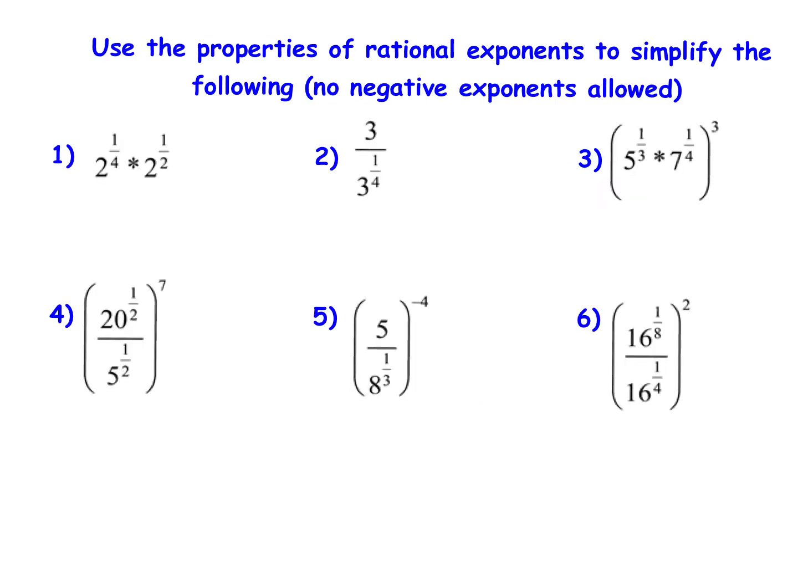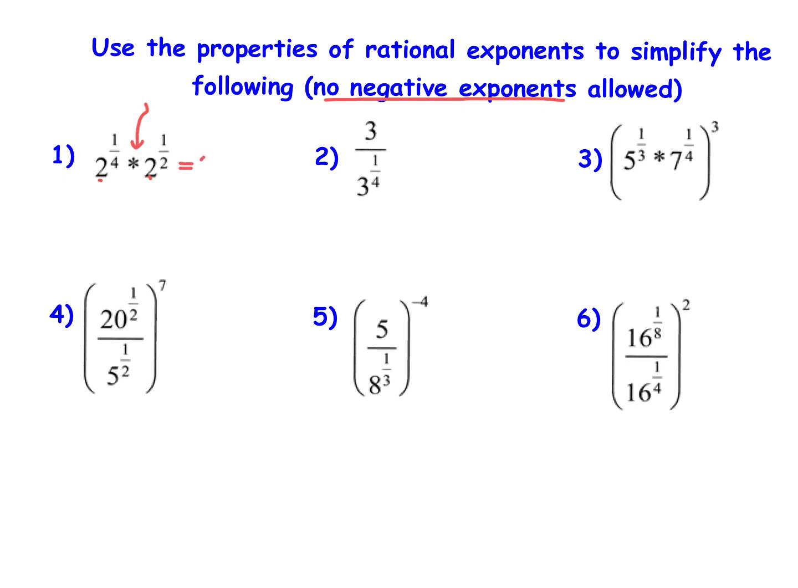So here we're going to use the properties of rational exponents to simplify the following. And our goal is to have no negative exponents at the very end of the problem. So let's start with this first example. What I notice here is I have common bases. So I know that when I have common bases, I'm probably going to be using an adding or subtracting of exponents. Because these two things are being multiplied, I know that I'm going to add the two exponents together.